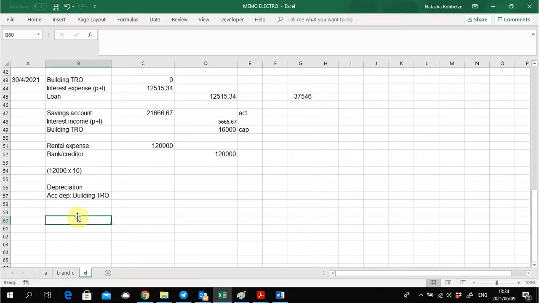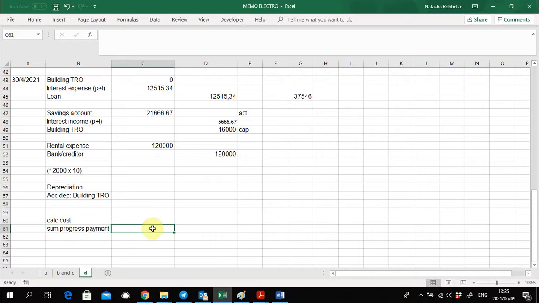Now what we need to do is go and do a calc, and we need a calc for our cost price of the asset. How do I get to a cost price? Because if I don't know the cost price, I will not know what the residual value is, and consequently, I will not know what my depreciation should be. So it's very important to calculate your cost price. The cost price is based firstly on the sum of all your progress payments. And if you add up your progress payments, it should be 2.5 million.